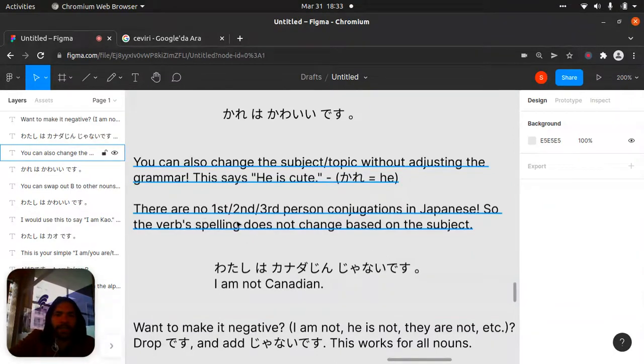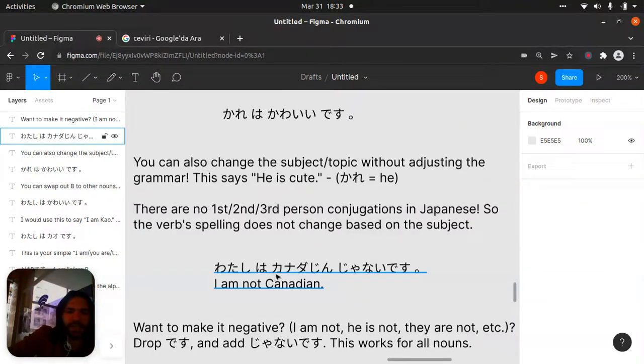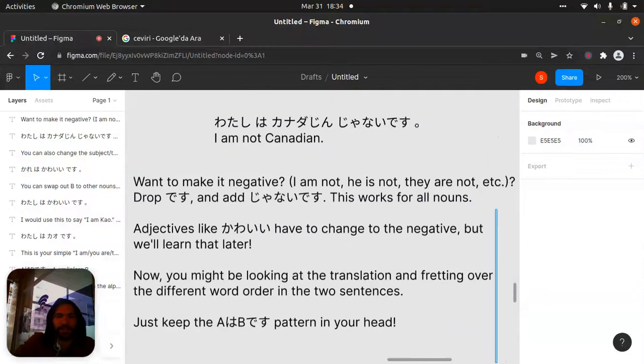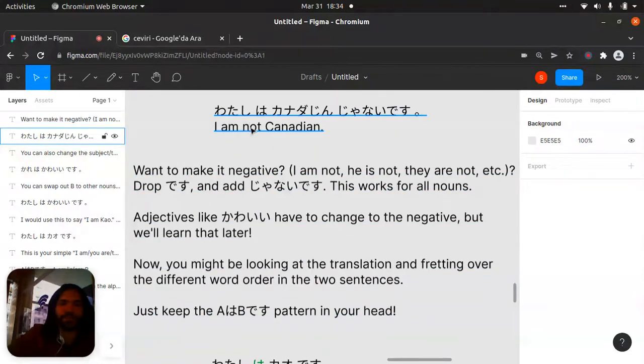There are no first, second, third person conjugations in Japanese, so the verb spelling does not change based on the subject. This wa at that point can be is, am, are, anything like that. We are not writing "there is" or something like that. It's always wa. Just our first part will change, like watashi or kare, something like that, and desu will be here. If we use negative, then it will change, of course, but we will check it.